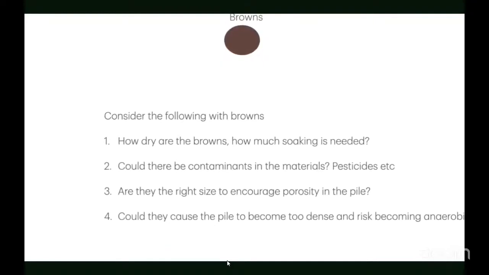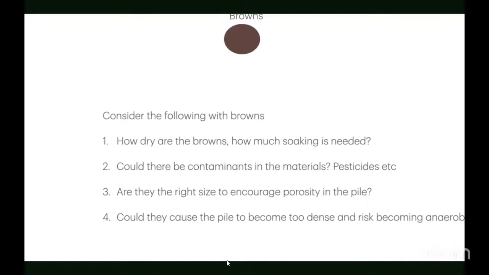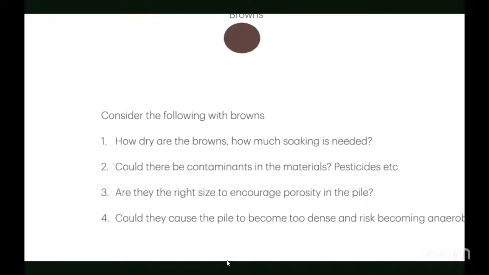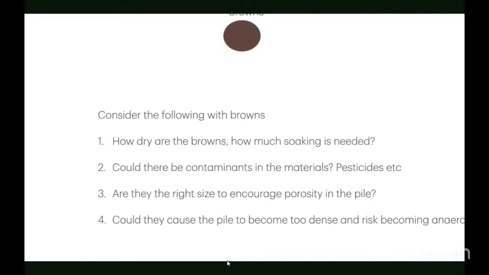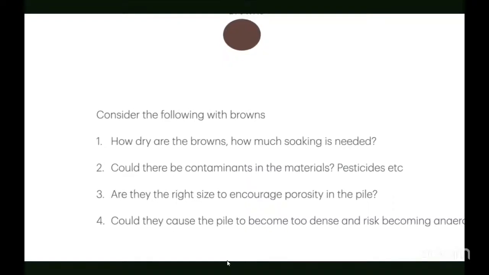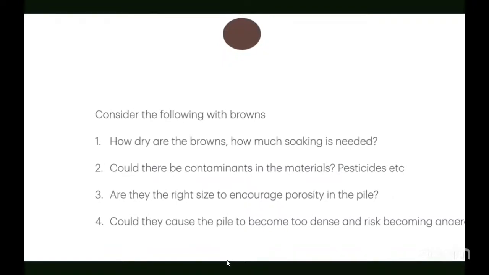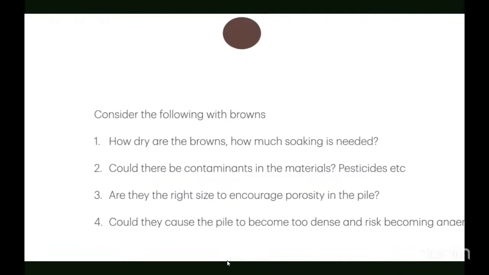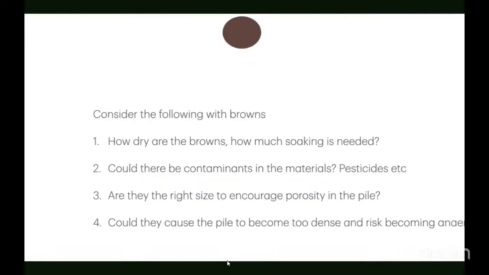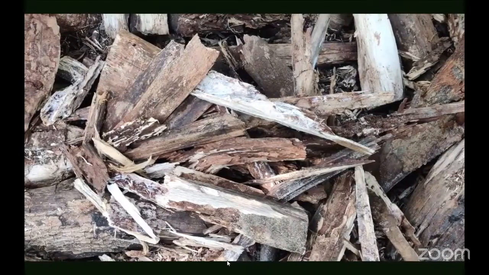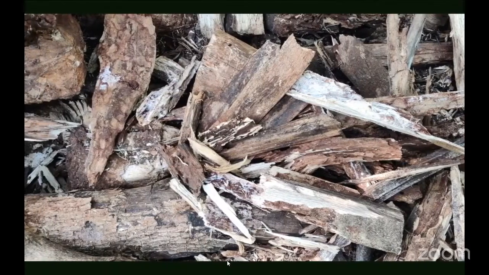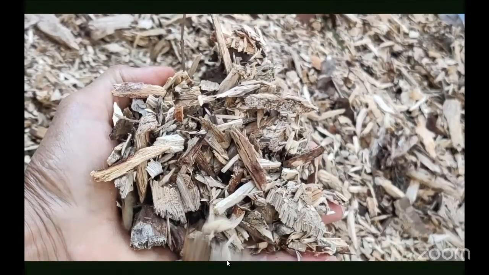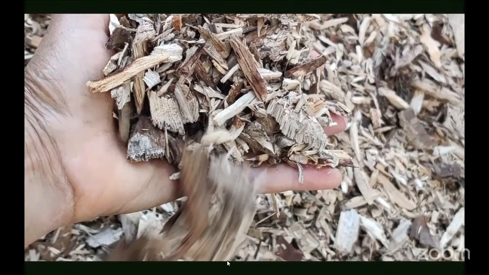Could there be contaminants in the materials, pesticides, etc.? Are you using wood that has been treated? Not good. Are they the right size to encourage porosity? So your browns actually bring in two aspects, not only fungal food, but also aeration, because you don't want to have finely ground sawdust or wood shavings. You want to have wood chips so that as they're turned around, they also create a fluffier and more breathable compost. And you want to know that they're not too dense, as I've just said, because that could cause anaerobic pockets, as I've explained with the clumping of grasses.